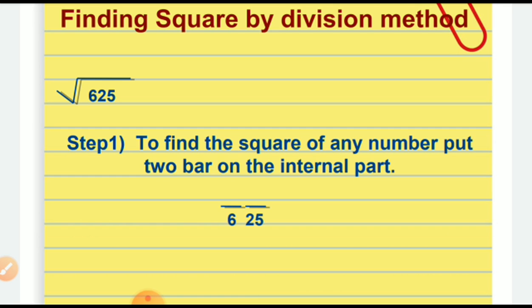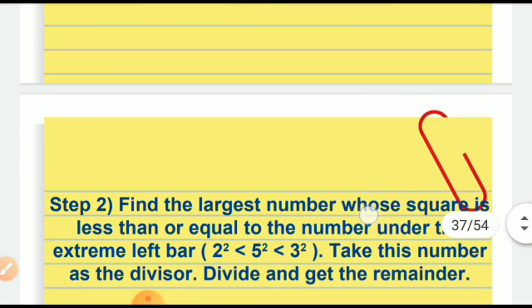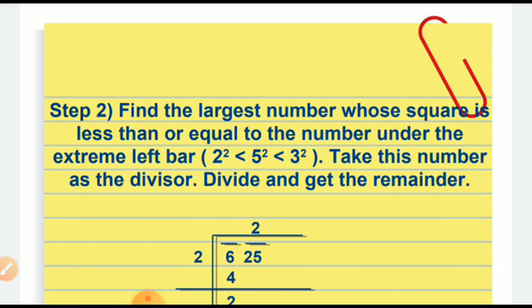सबसे पहले उसको राइट साइड से 2-2 का ग्रुप बना दो बेटा. 25 को एक साइड ले लो और बाद में जितना बचा उसको. 3 नंबर से तो 2 नंबर 25 पहले लिया, 6 अकेला रह गया, कोई बात नहीं. Where 6 is lying between 2 squares and 3 squares. Find the largest number whose square is less than or equal to the number under the extreme left bar. Take this number as divisor. 2 2s are 4, 3 3s are 9 हो गया बेटा.